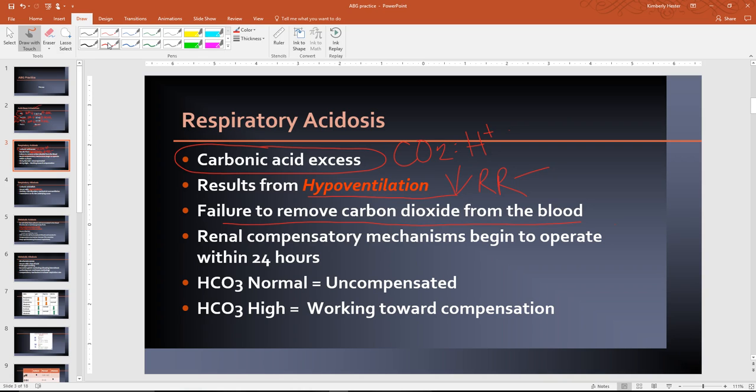Now, the body is really good at compensating when it's having problems. And when it comes to respiratory acidosis, the body can compensate. The kidneys can increase the bicarb. But the problem is this takes about 24 hours before you get enough bicarb to have any effect on that CO2, to be a buffer for that CO2. So the patient's not going to do well in the meantime.